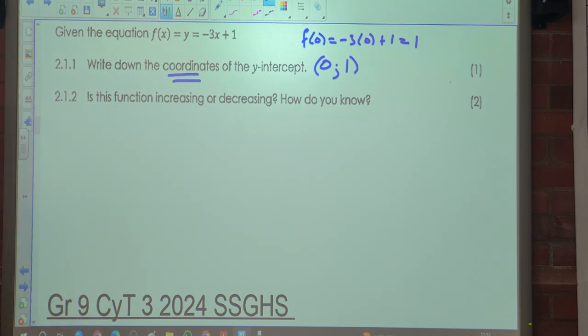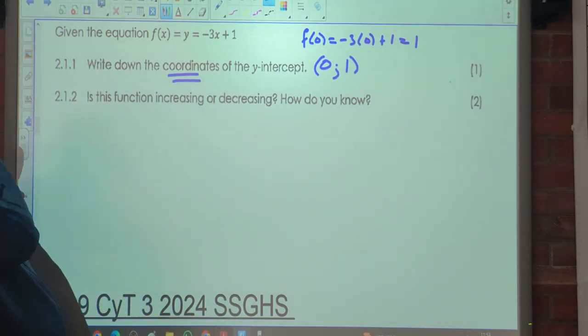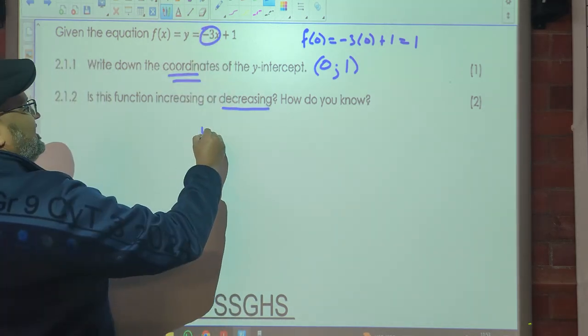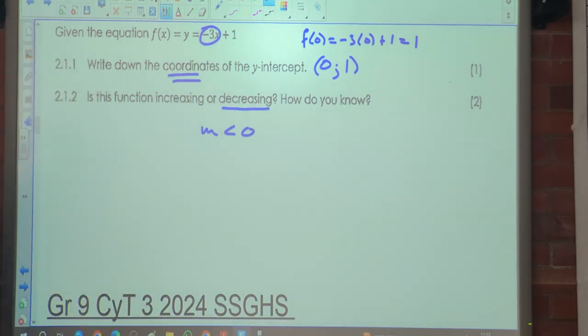No. Is a function increasing or decreasing? Why is it decreasing? Negative gradient. So you say the gradient is less than 0 or the gradient is negative.